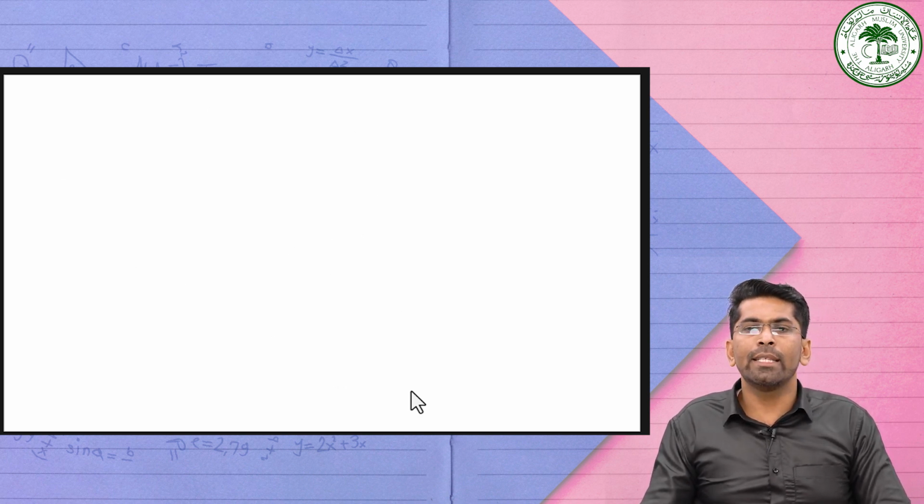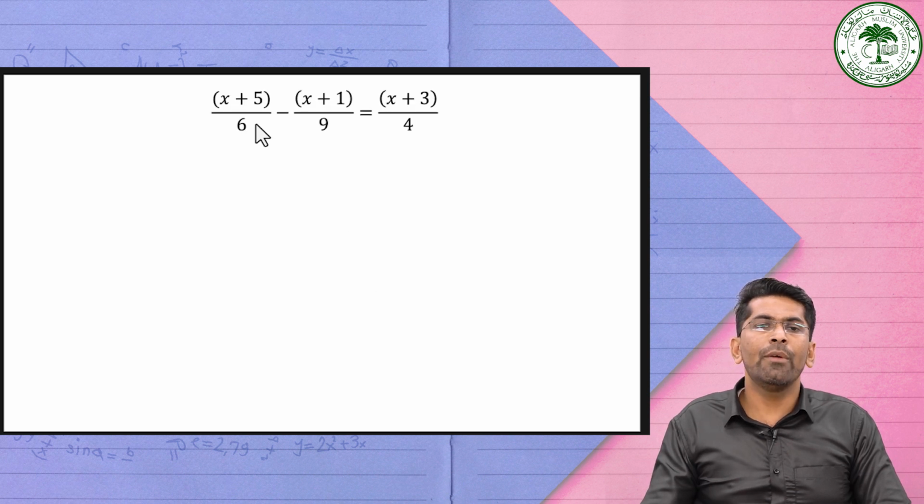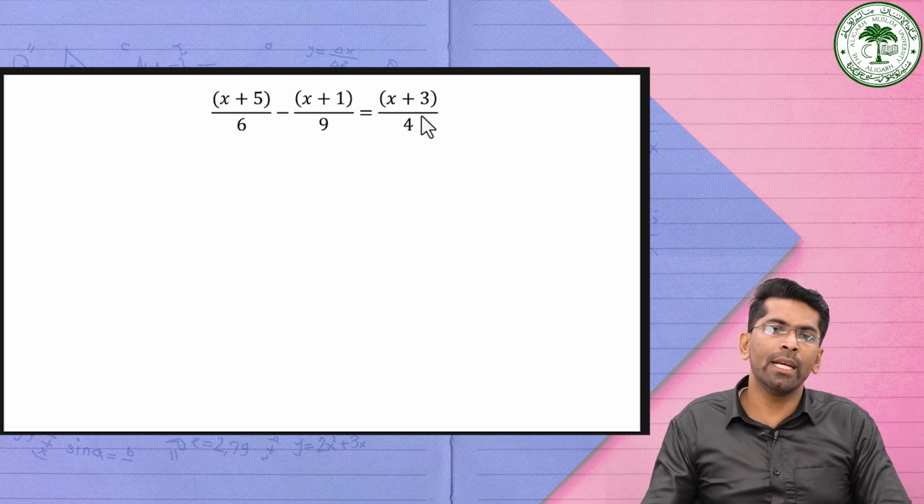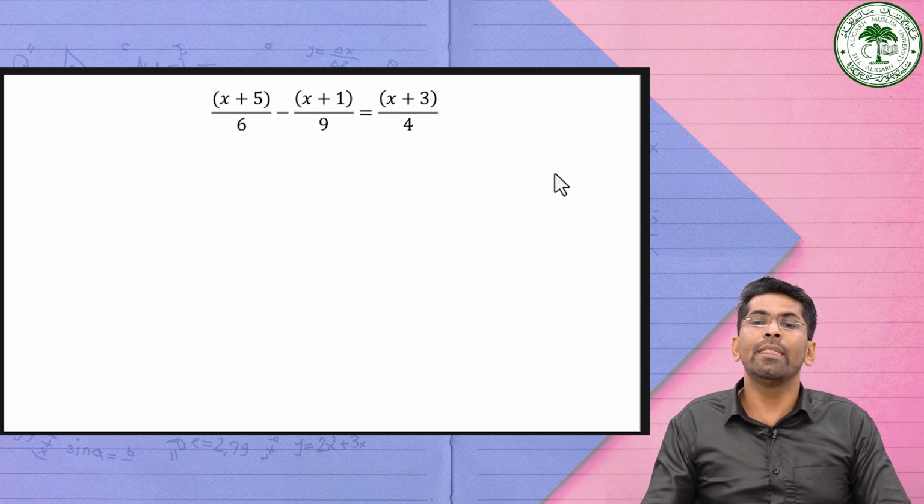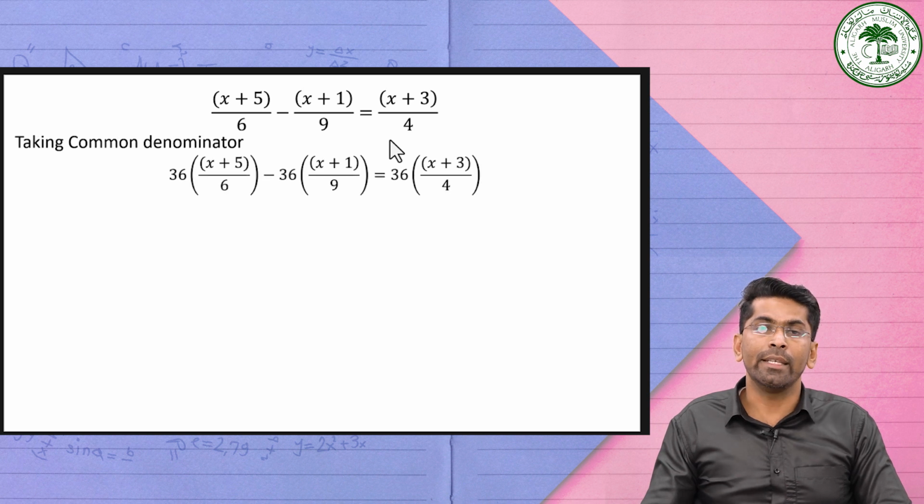Now consider another example. x plus 5 divided by 6 minus x plus 1 divided by 9, which is equal to x plus 3 divided by 4. In order to solve this particular equation, we need a common denominator. That is, we need a number into which all the individual denominators, 6, 9 and 4, will divide exactly. The lowest such number is 36. So we are multiplying both sides of the equation by 36.